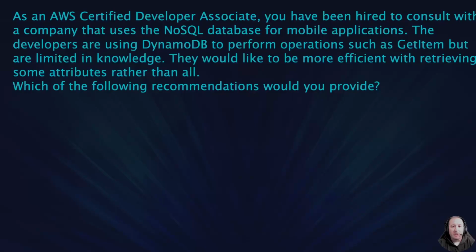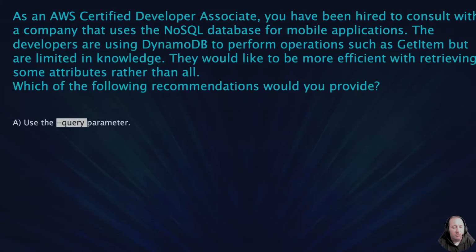As mentioned before, we're going to jump right in with the question for today. Let me read it off real quick. As an AWS Certified Developer Associate, you have been hired to consult with a company that uses a NoSQL database for mobile applications. The developers are using DynamoDB to perform operations such as get item, but are limited in knowledge. They would like to be more efficient with retrieving some attributes rather than all attributes. Which of the following recommendations would you provide?